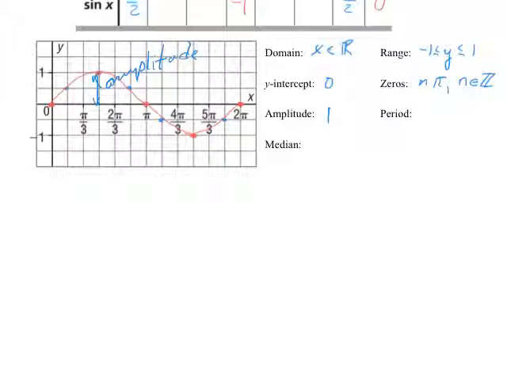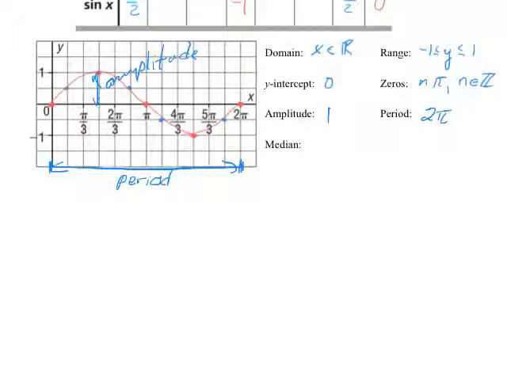Our period is the horizontal distance for one cycle. So from some point on the graph until it starts repeating itself. So for this graph, this will be our period. So the period is 2 pi.